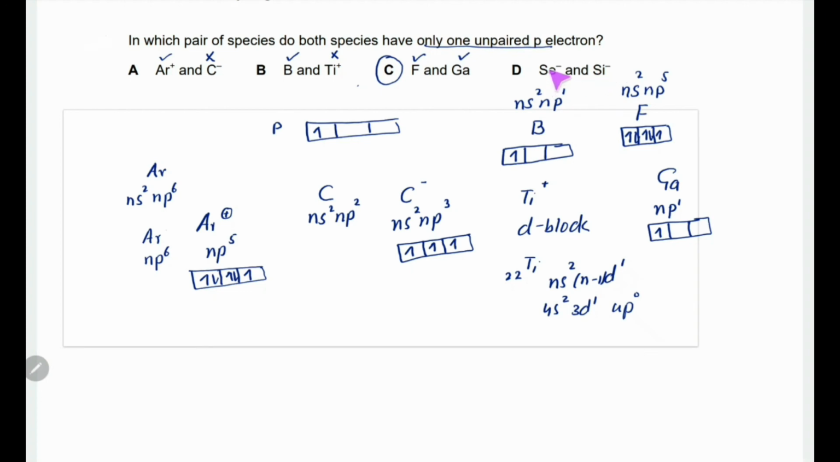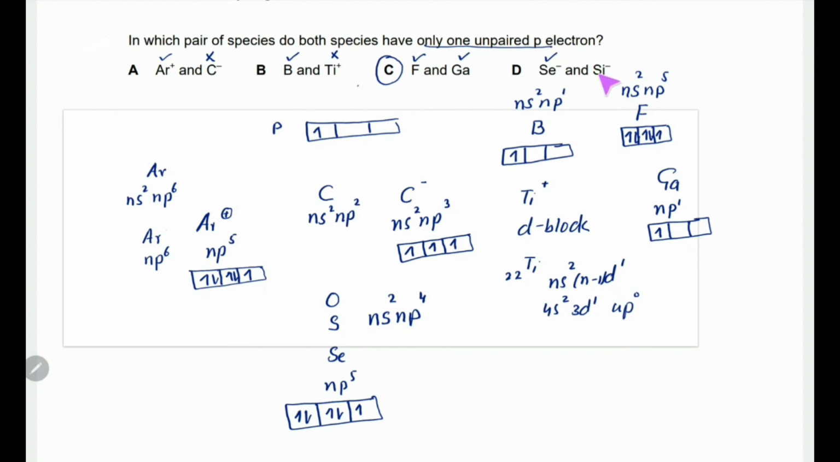Selenium negative and silicon negative: if you want to configure these, let me solve them. Selenium is in the group with oxygen, sulfur, and selenium. This is the sixth group of the periodic table, and they have electronic configuration ns2 np4. For selenium with a negative charge, it has np5. When you draw the orbital configuration, there are three orbitals, 1, 2, 3, 4, and 5th. So there is one unpaired p electron. So selenium is according to the question.